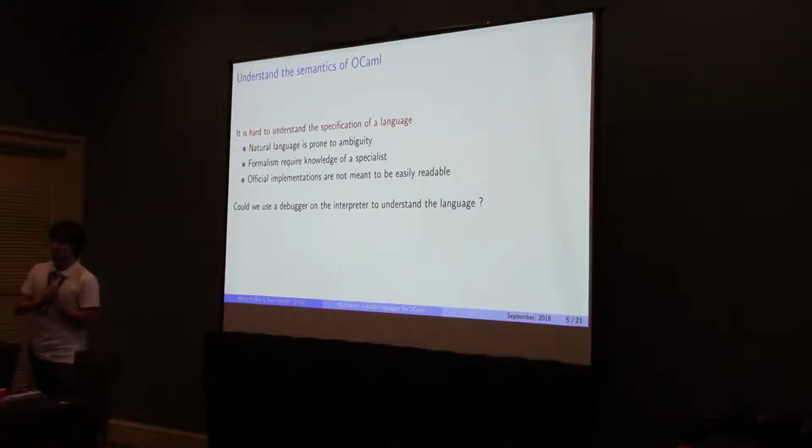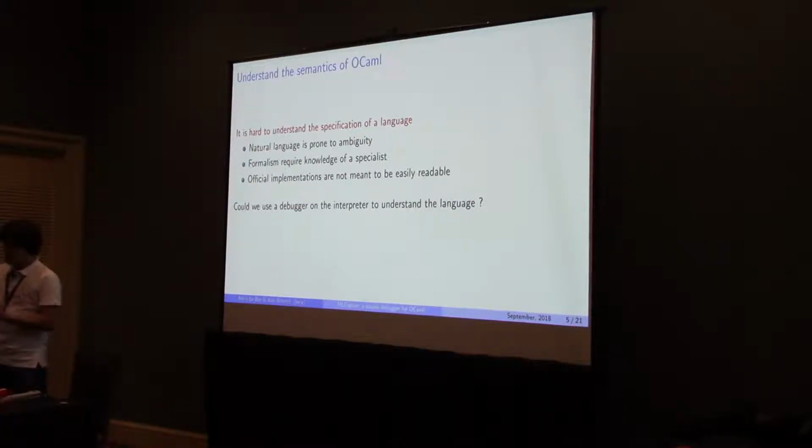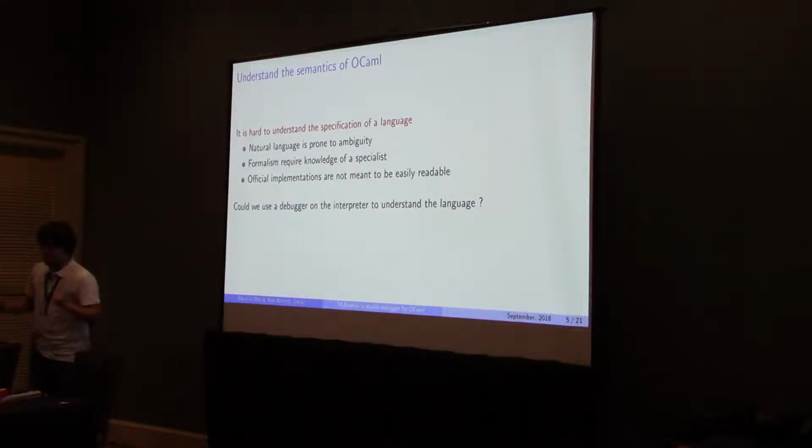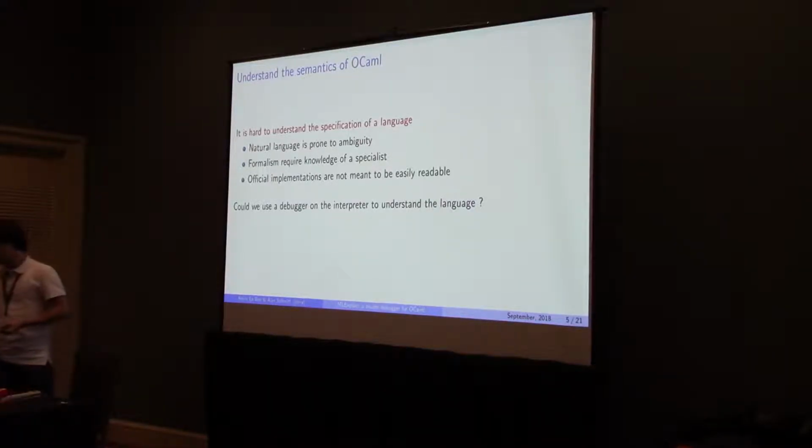Natural language is prone to ambiguity, and also books tend to be very long, just like the JavaScript one. Formalism requires some knowledge, and personally I won't be able to understand it. Also, official implementations are not meant to be easily readable to someone who tries to learn the semantics of the interpreted language. Because there are optimizations, there are many things that pollute the pure execution of the language.